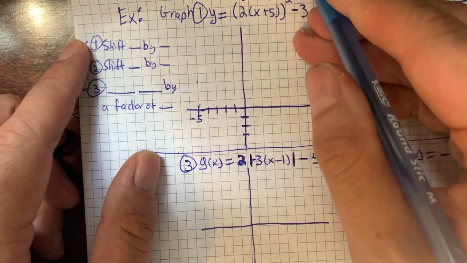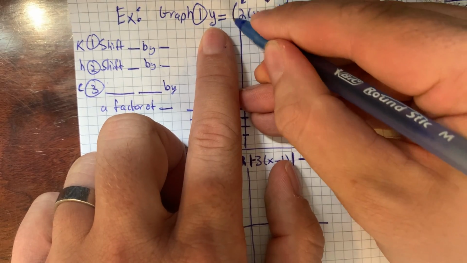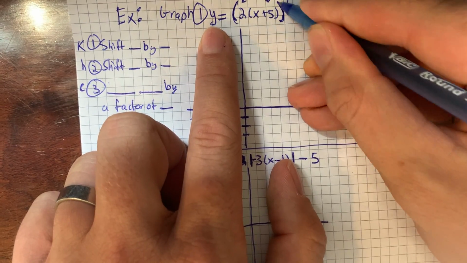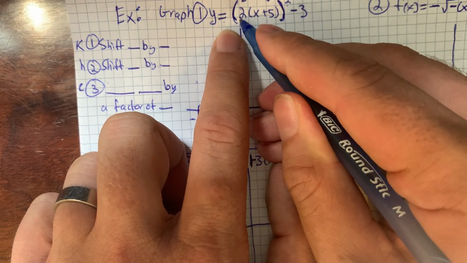Whew. All right. What are the three things we have happening here in this graph? We have 2 on the inside getting squared. Notice that 2 is inside of this parentheses getting squared. Okay? So it's going to be horizontal.